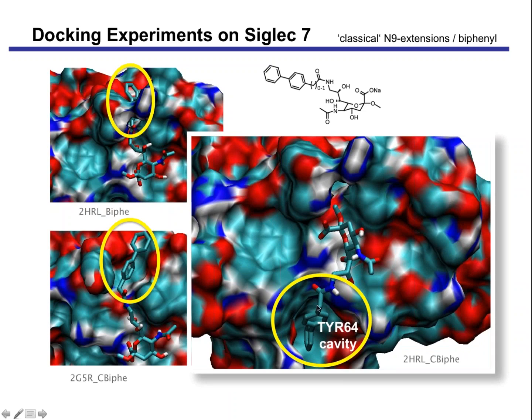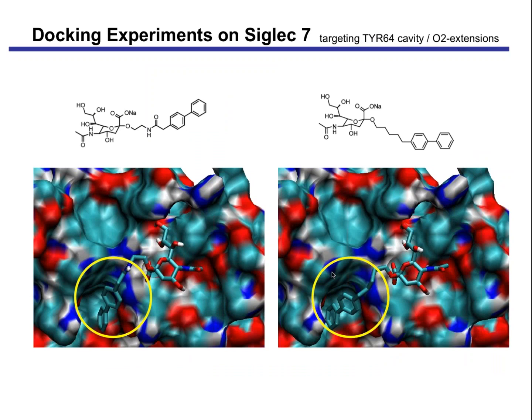But what I realized at that stage essentially is this 9 position is exactly at the position where normally the 2 position in sialic acid is. So by changing the substituent from the 9 to the 2 position, I was then able to generate a compound that actually has that biphenyl sitting in that tryptophan cavity here, which is clearly present in one of the crystal structures.